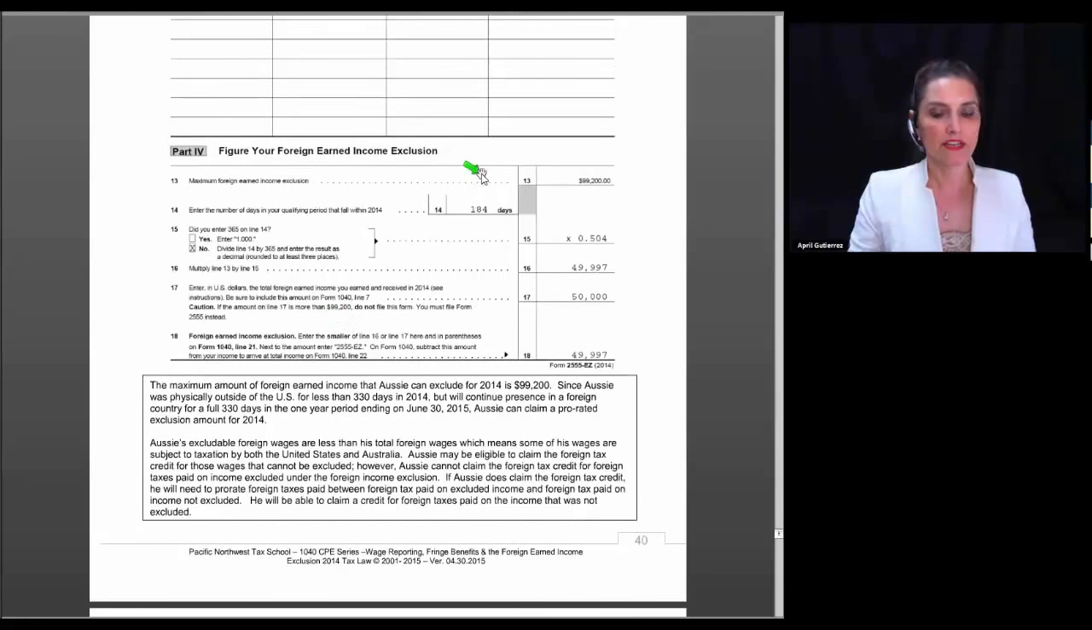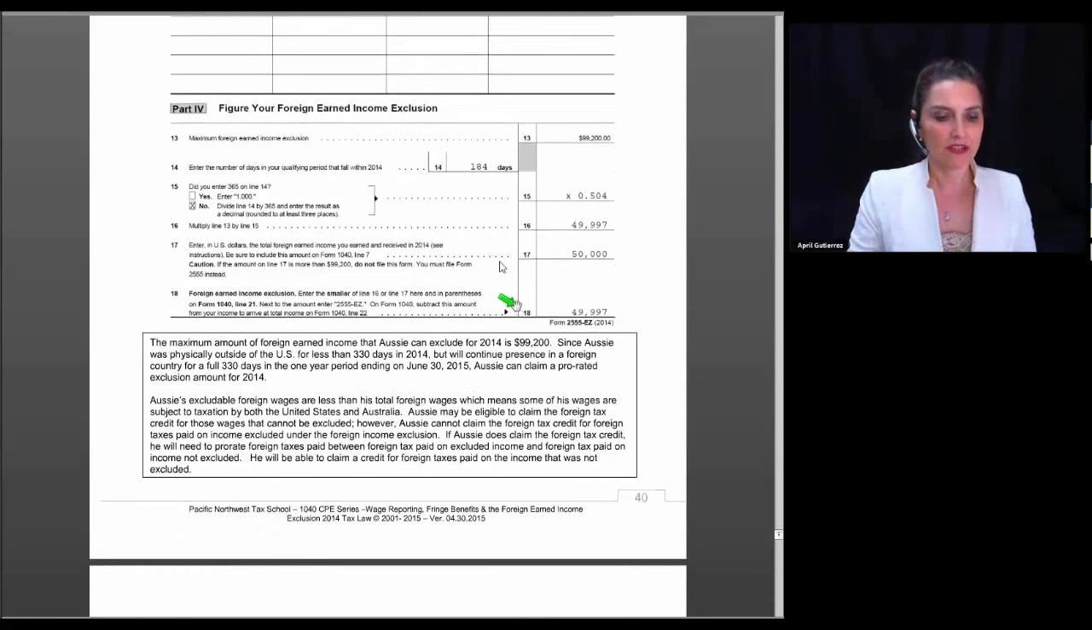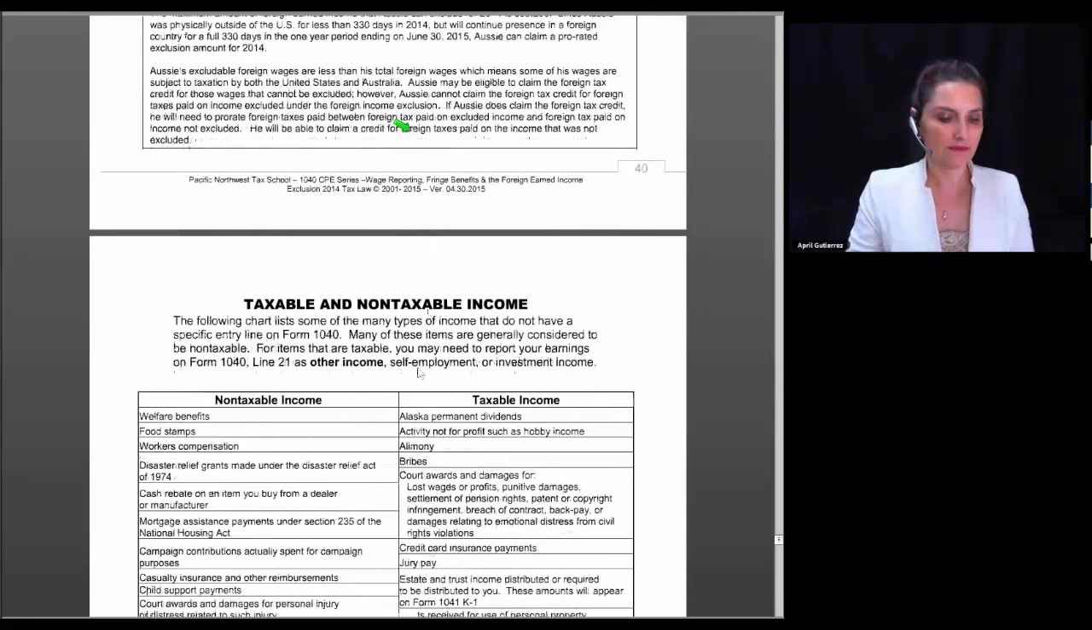Now on line 13, you can see we start with the maximum foreign earned income exclusion for the year. On line 14, we enter the number of days. On line 15, we come up with 50.4%. Line 16 is $49,997, which is 50.4% of $99,200, and then ultimately we look at the actual foreign wage he received because the foreign exclusion cannot exceed the foreign wages. The limit will either be $49,997 or $50. The lower of those two numbers carries to line 18.